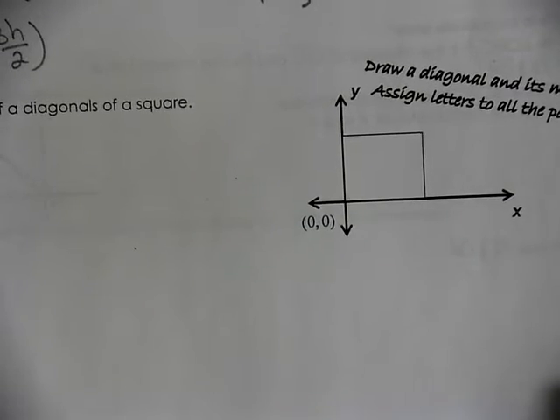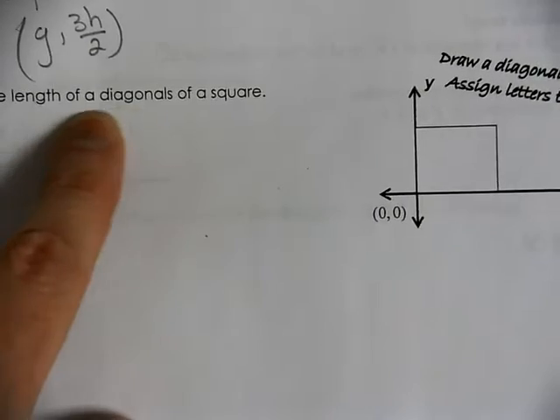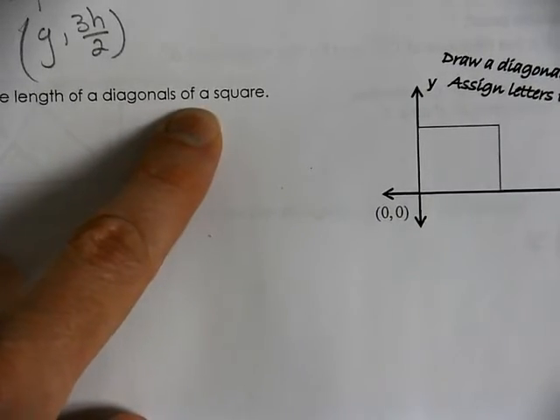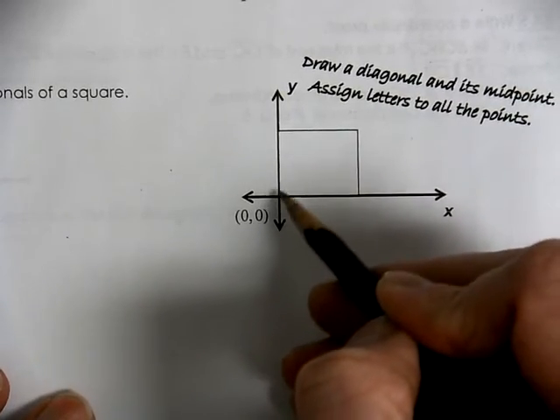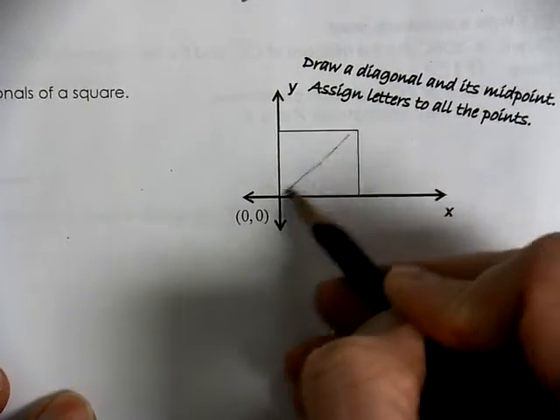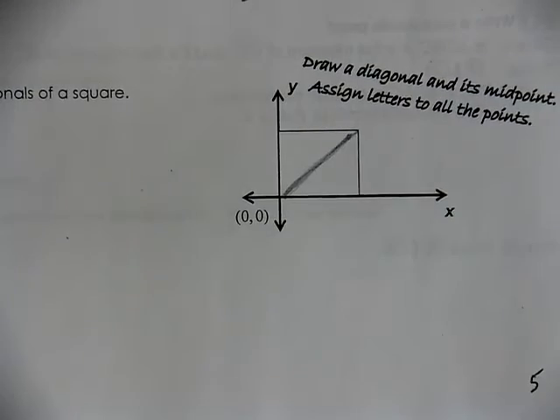Let's come on down to our next one. Find the length of the diagonal of a square. The diagonal is that direction.